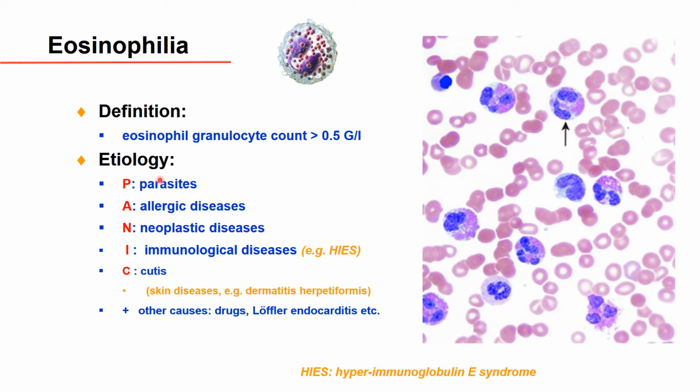The etiology is mostly due to parasitic infection or allergic disease, neoplastic diseases, or immunological diseases such as the hyperimmunoglobulin syndrome, and acute skin diseases like dermatitis herpetiformis can cause eosinophilia. This is why it's a mnemonic. If you read through, that's a panic. This is a panic that can cause eosinophilia. But mostly the first thing that you have to think about is parasitic infection or allergic diseases. These are the two very common ones.